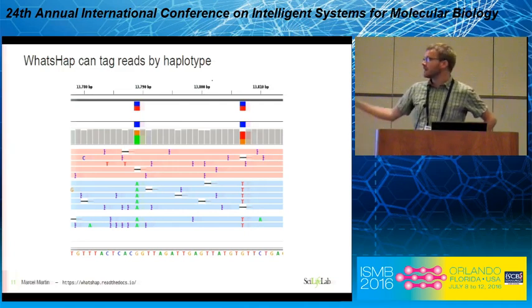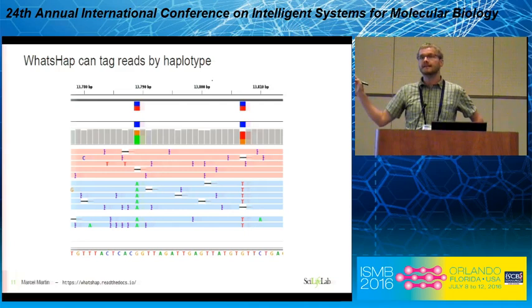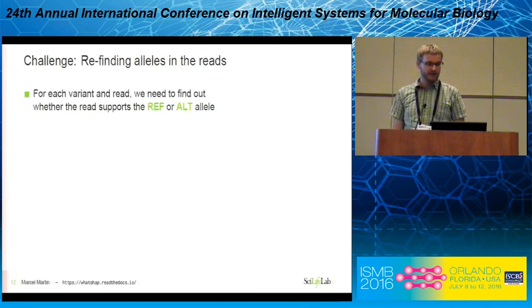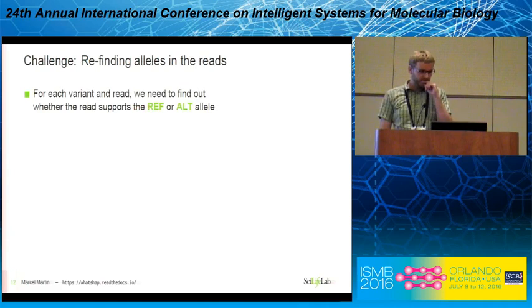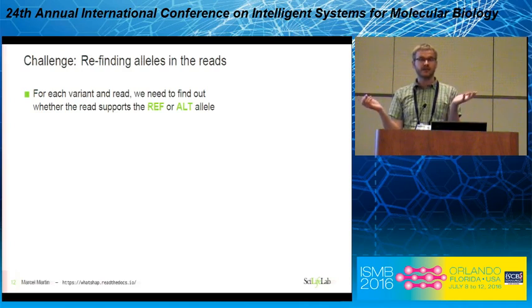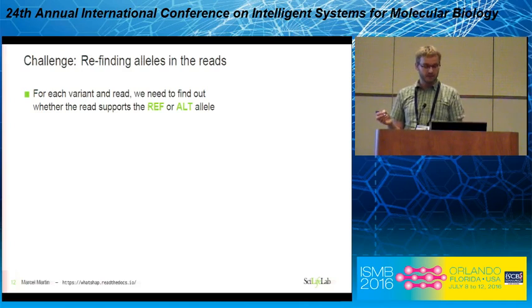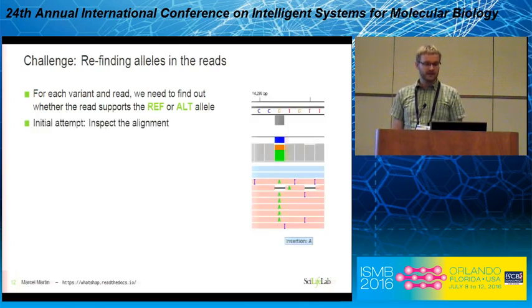You can see in this example, I was using PacBio reads, and they are quite error prone. And it turned out that working with PacBio data poses another challenge that we needed to solve. So for each variant that we look at, that we want to phase, and for each read that covers that variant, we do need to find out whether that read supports the reference or the alternative allele. That information is stored nowhere else. It's not output by the variant caller, and it's not part of the BAM file. So we do need to rediscover that information somehow.